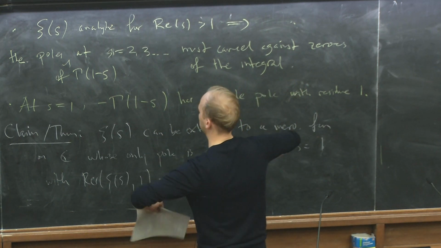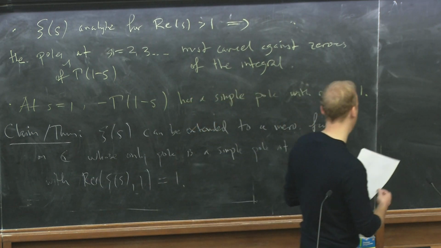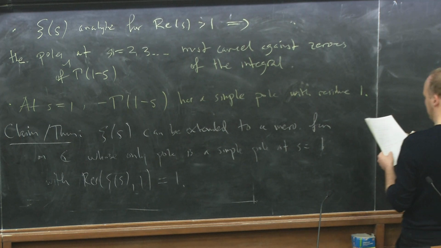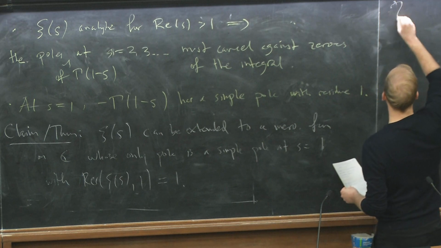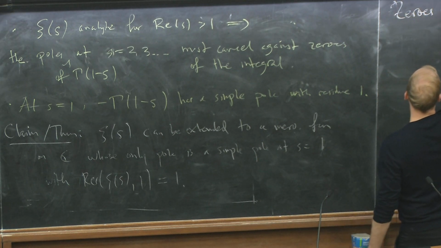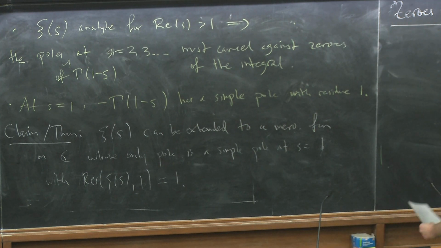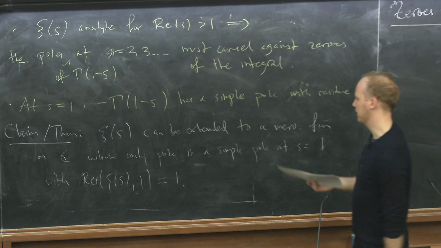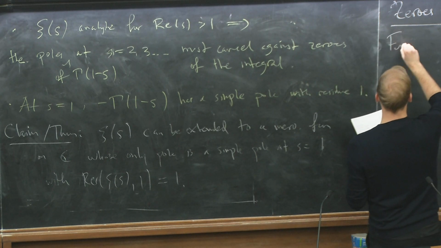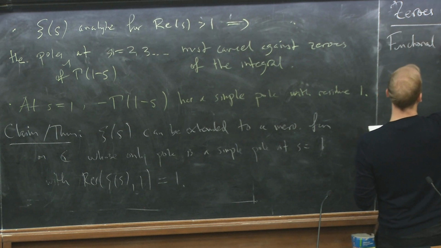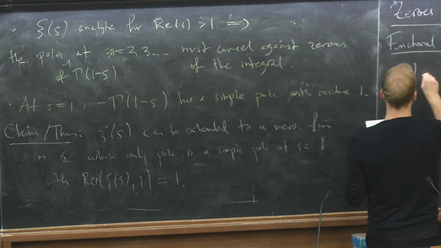The point is now you can extend the zeta function, just like we did with the gamma function, to a meromorphic function on the whole complex plane. So what about zeros of zeta of s? This is what the Riemann hypothesis is about. So then we have a so-called functional equation, which is given by the following.